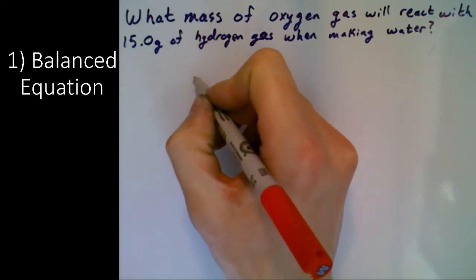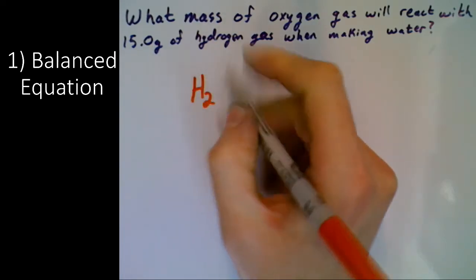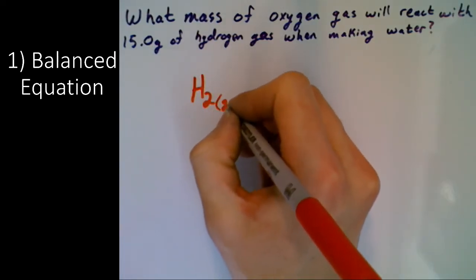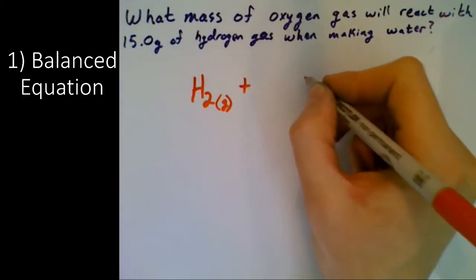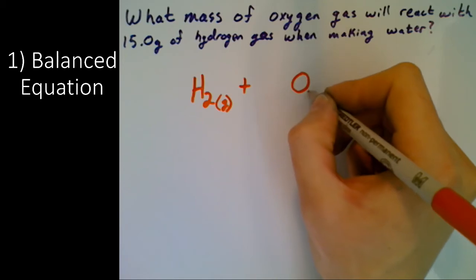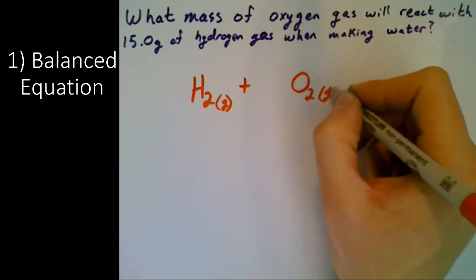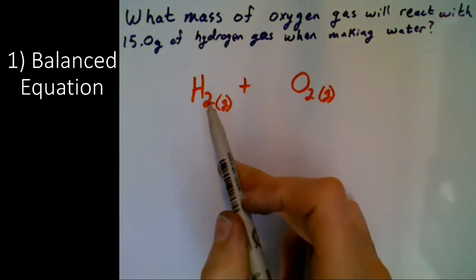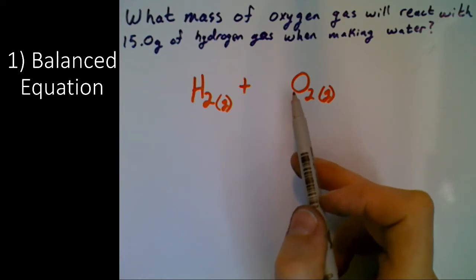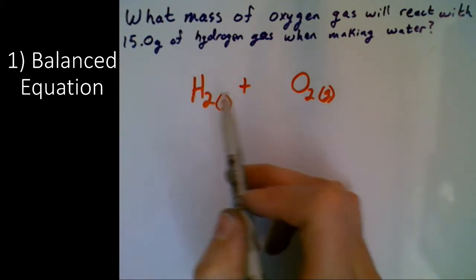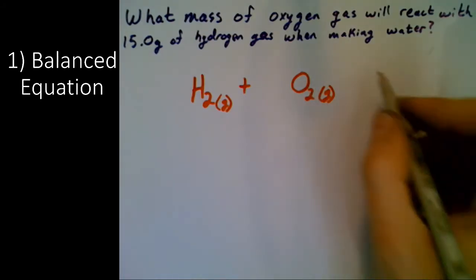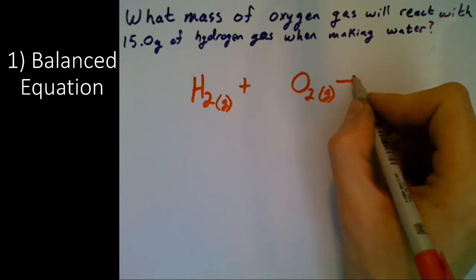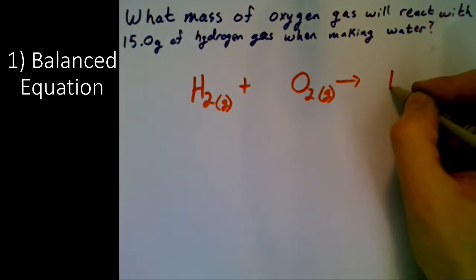So hydrogen is H2, and it's a gas. It's reacting with oxygen, which is O2, and it's a gas. Remember, hydrogen and oxygen are some of the diatomic elements, meaning that they always exist as 2 atoms connected in a molecule. They're going to react to produce water.